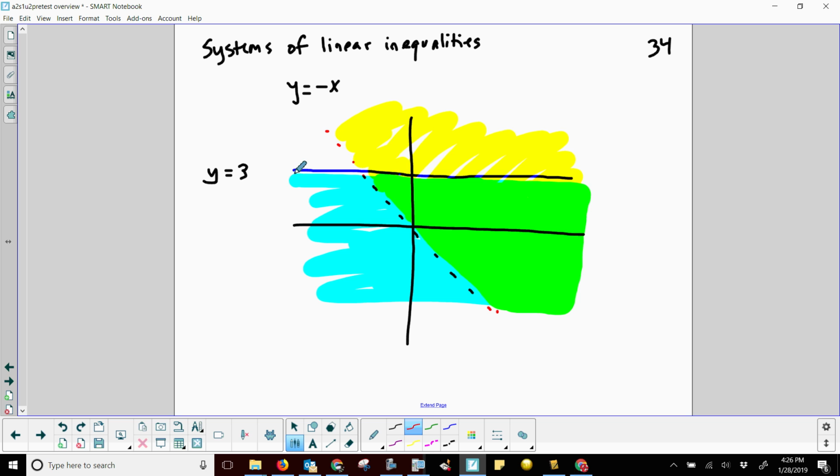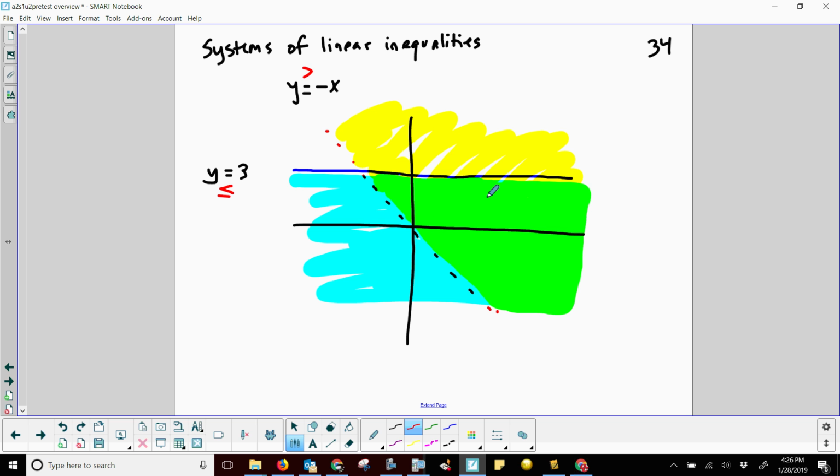And then you go and say, okay, well, this is a solid line, and they are shading below it, which means this would have to be less than or equal to. Equal to because of the solid line, less than because of the shade below. This one is a dashed line, and everything above it is shaded. So this must be a greater than.